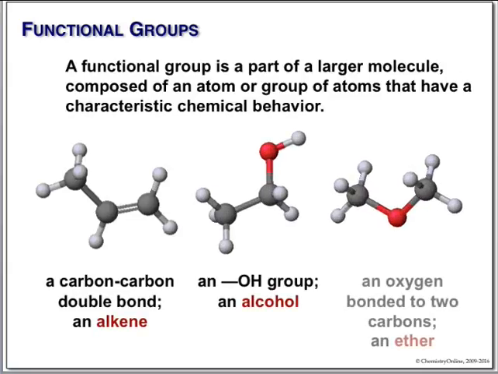These are just examples, first of all. If we have a double bond, we'll call this an alkene. An OH would be an alcohol. An oxygen bonded to two carbons would be an ether.